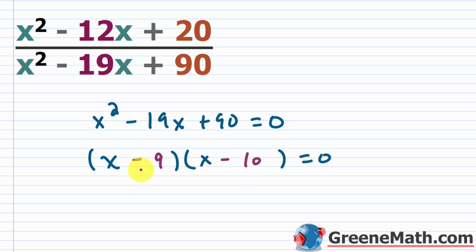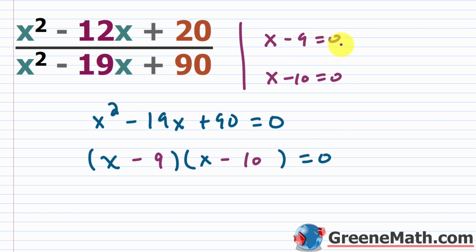Because basically negative 9 plus negative 10 is negative 19. Negative 9 times negative 10 is positive 90. All right, so from here, you would solve these two equations. Again, you would just set this up as x minus 9 equals 0, and then you also have x minus 10 equals 0. And then you can pretty much solve those mentally.